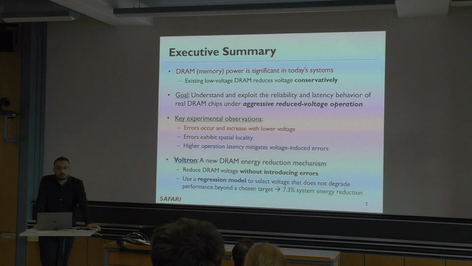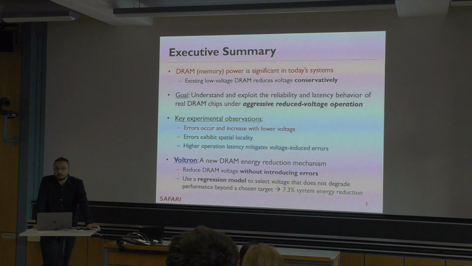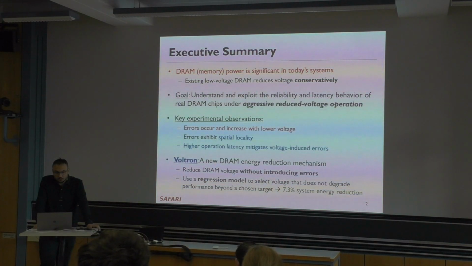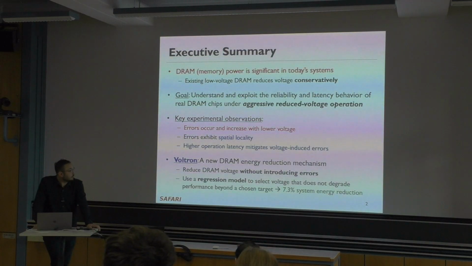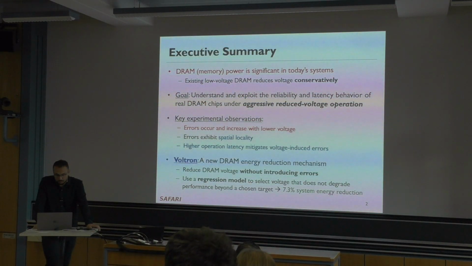Based on these, we propose the mechanism Voltron. It's a new DRAM energy reduction mechanism that reduces the voltage of the DRAM and increases the latency accordingly to sustain the reliability. It uses a regression model to meet some maximum performance loss target. And at the end, we see that on average we can reduce the energy by 7.3% for many systems.